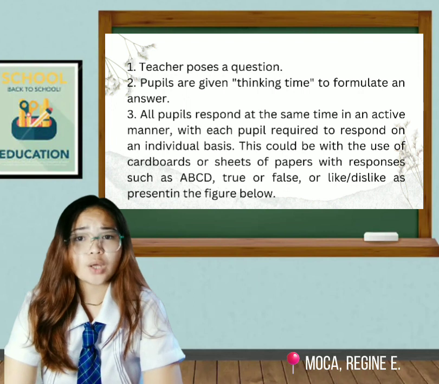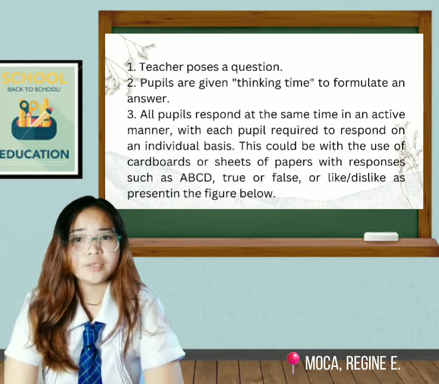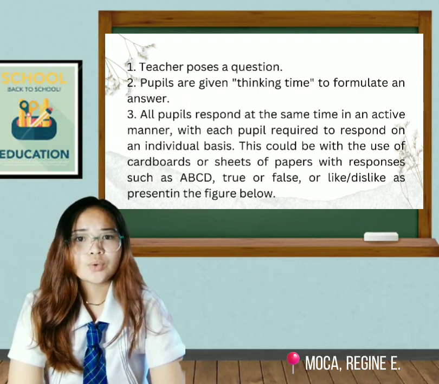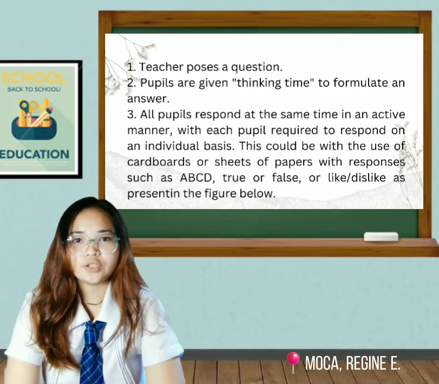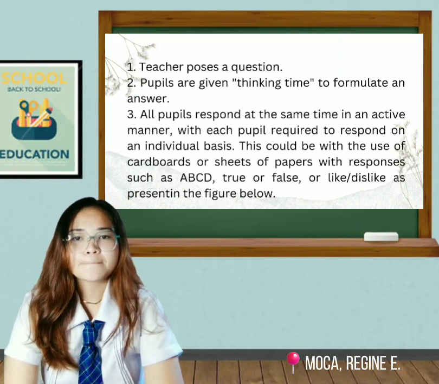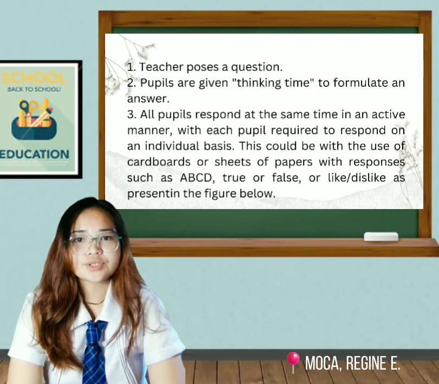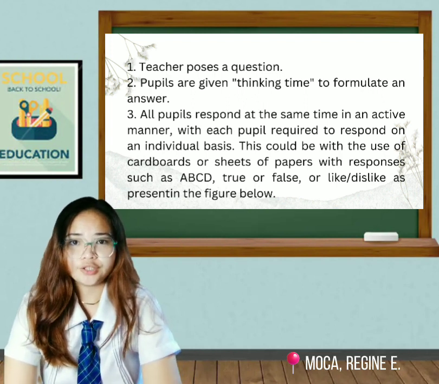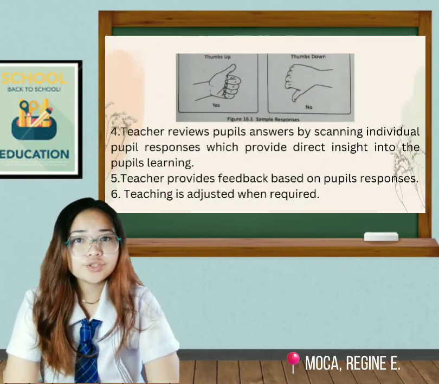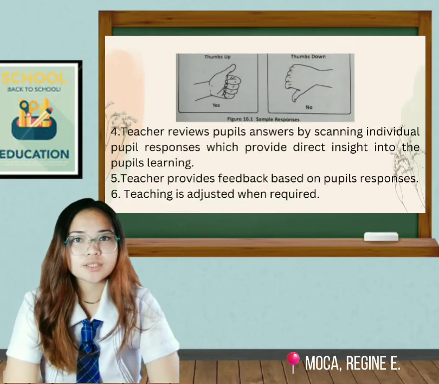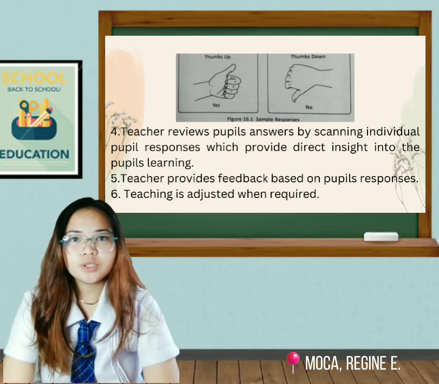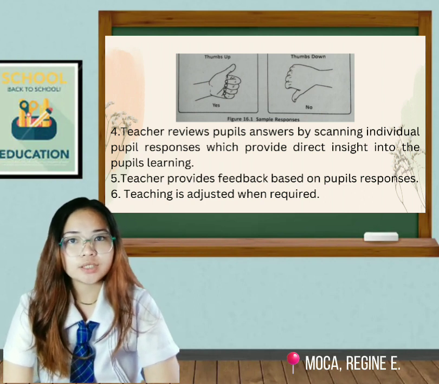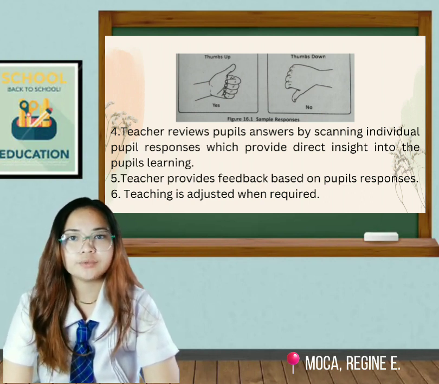It is important that all pupils respond at the same time in an active manner, with each pupil required to respond on an individual basis. This helps to ensure that everyone is participating in the learning process. Number 4, teacher reviews pupils' answers by scanning individual pupil responses, which provide direct insight into pupil learning.